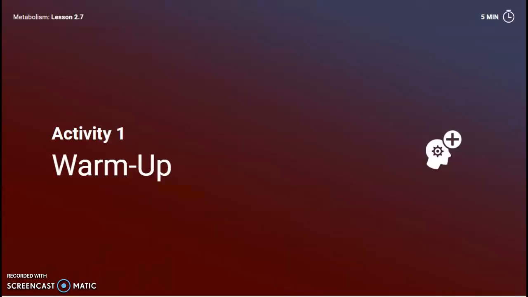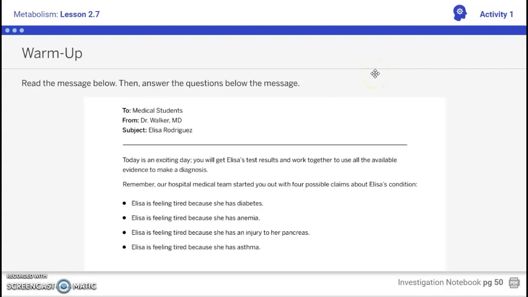So in activity 1, the warm-up, the medical students have a letter, which is you guys. So it is from the doctor, and she says this: today is an exciting day. You will get to look at Elisa's test results and work together to use the available evidence to make a diagnosis. Remember, our medical team started you out with 4 possible claims about her condition.